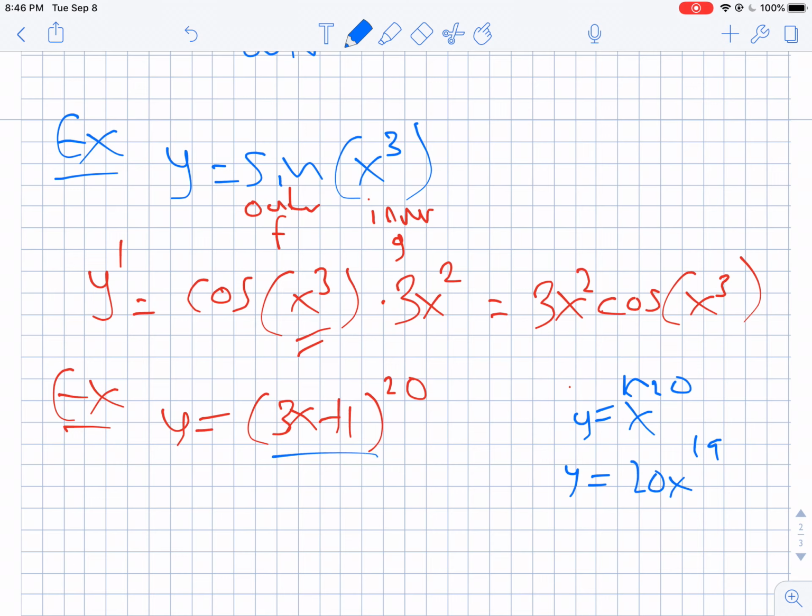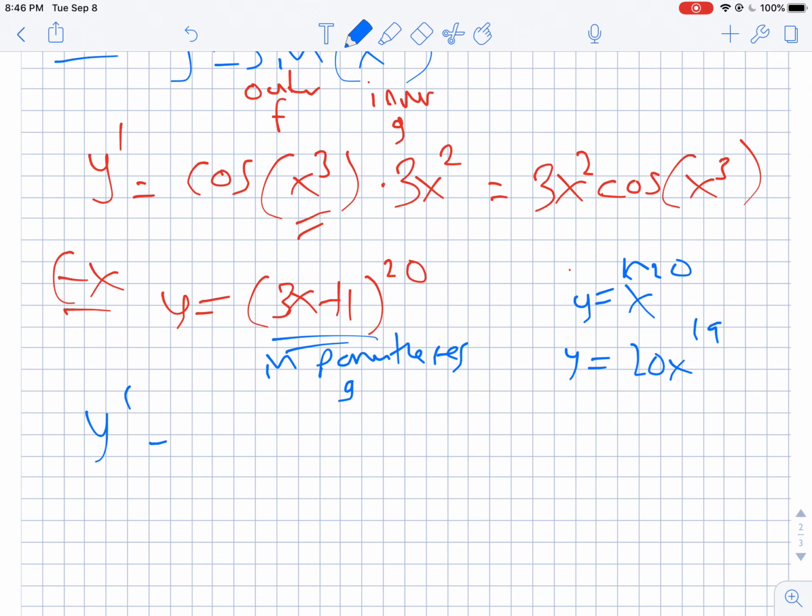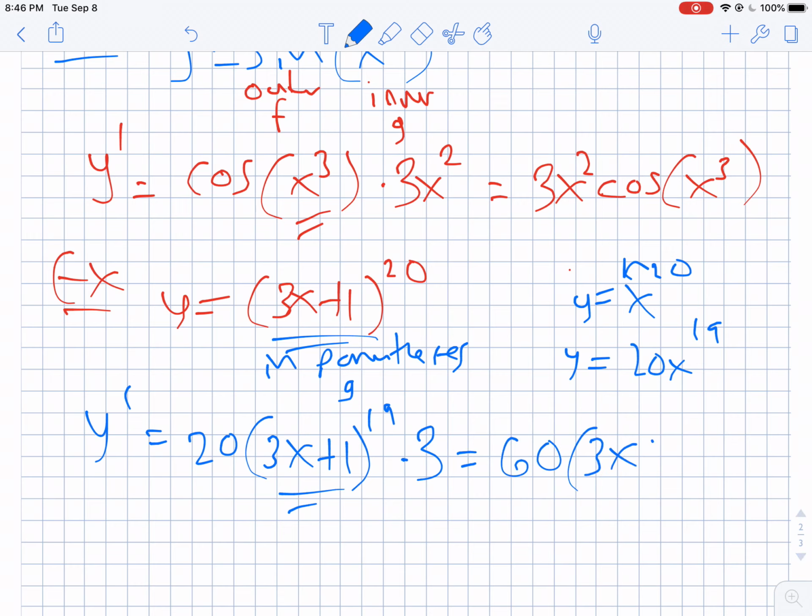Whatever's inside parentheses, that's your inner function. So thinking about what would be in parentheses if you wrote it out properly, that's your g, using the notation with f of g. Here the 20 comes down, so it's 20 times (3x plus 1) to the 19th power. And then by the chain rule, we multiply by the derivative of the inside, which is 3. So we could write it as 60 times (3x plus 1) to the 19th power.